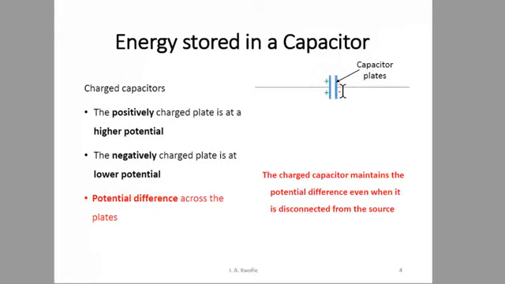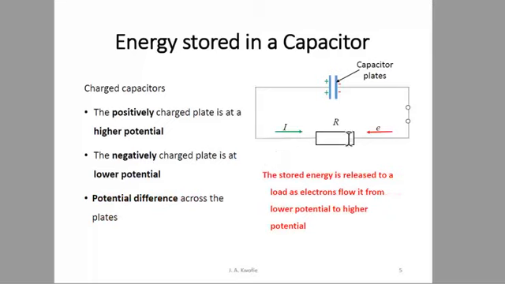So if, by any process or any method, we are able to move the electrons from this lower potential to this high potential, then that energy will be released. Let's see one way this can happen. We can connect a resistor across the capacitor so that the electrons will get a path to flow to the other side. If we set up this experiment, electrons will flow from lower potential to higher potential.